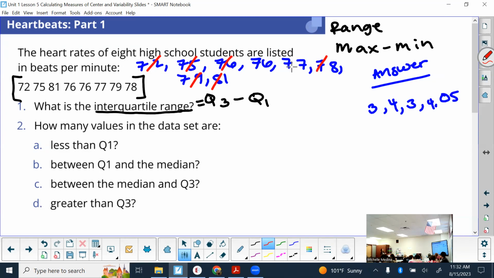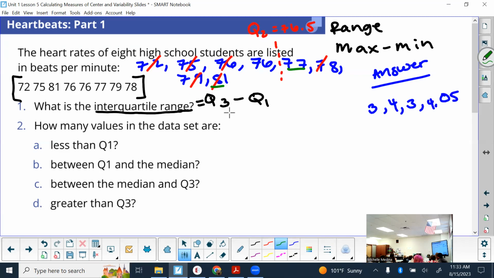So I get 2 numbers that are in the middle. What's the average of 76 and 77? Okay, now that's my median of the whole thing. It's not my Q3 or Q1, but now that tells me what I'm working with for my lower half and my upper half. Does that make sense? Let's find the median of our upper half first. So go left, right, and then we have 78 and 79 in the middle.